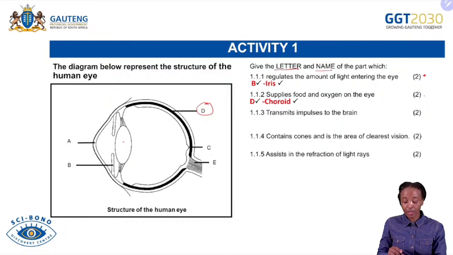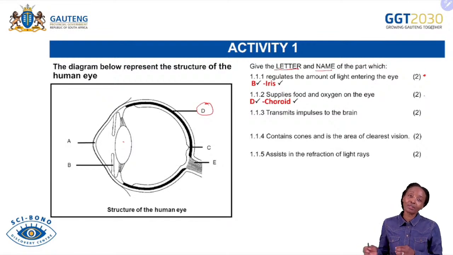Then the next question says, this part transmits impulses to the brain. Remember, we said once the stimuli is converted into an impulse, that impulse is then taken into the cerebrum of the brain for further interpretation.